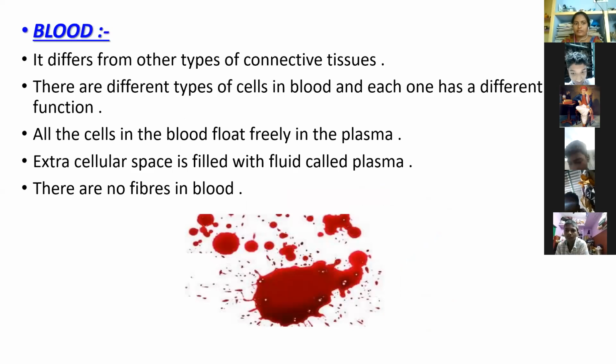Next, last one is blood. Blood is also one type of connective tissue. There are different types of blood cells in blood, and each blood cell performs a different function.